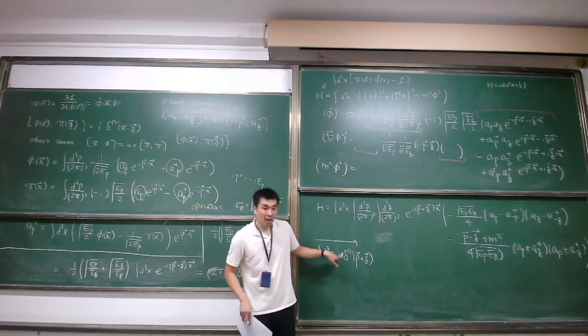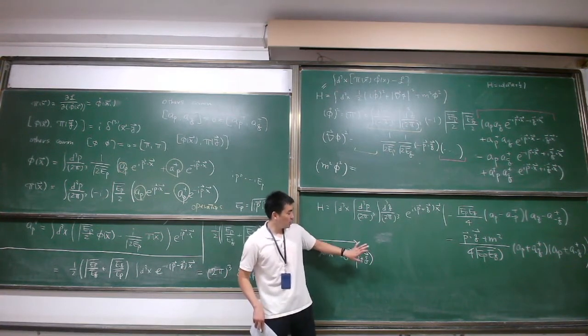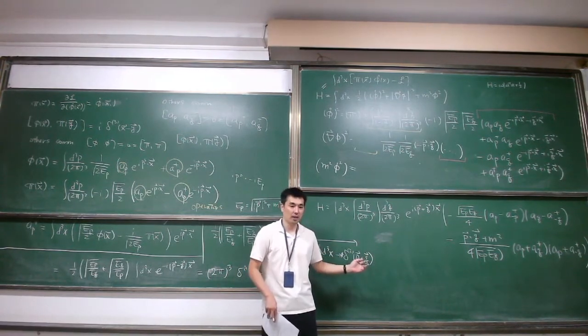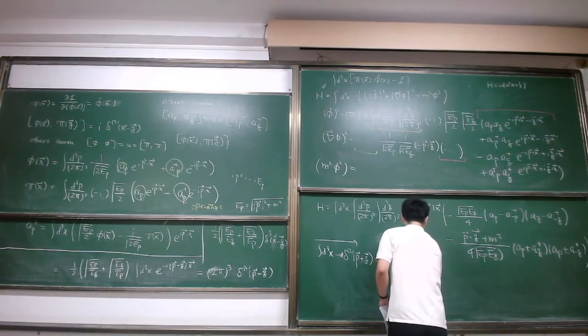You have to be careful about normalization. I think 2 pi cubed. And then if you do the Q integral, that imposes Q equal to minus P. And then plug that into here, and you end up with the following.